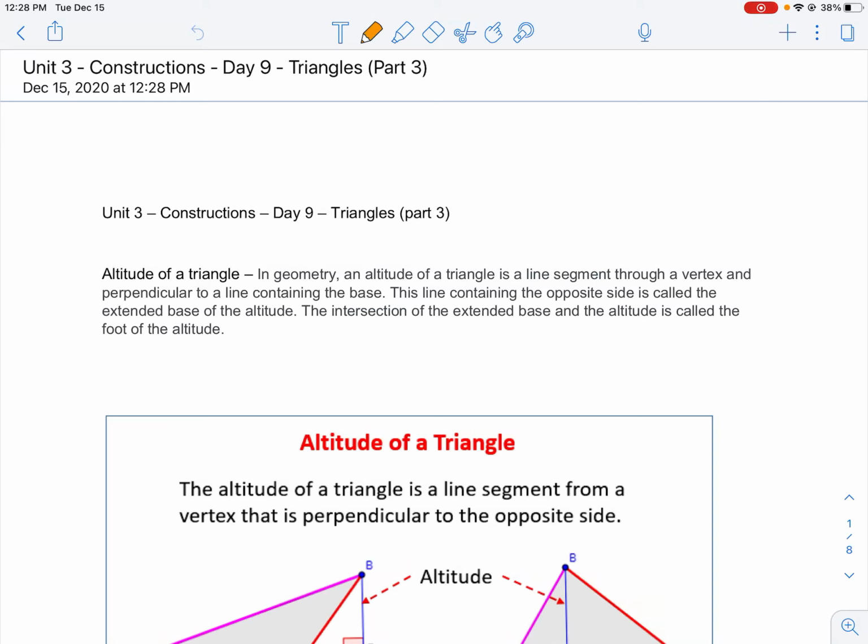Hello everybody. This is Unit 3 Constructions Day 9. Okay, so today we're going to be talking about finding the altitude of a triangle.